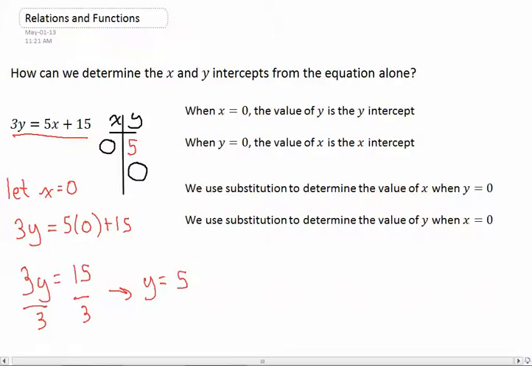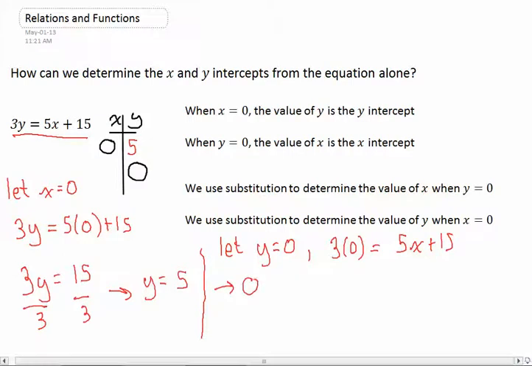Okay, so now let's do the same thing, but with letting y equal 0. I'm going to draw a little line here. So we're going to let y equal 0. Letting y equal 0, and see if you can beat me at this, we're going to have 3 times 0 is equal to 5x plus 15. So now all we have to do is simplify. Well, what's 3 times 0? 0. So we get 0 is equal to 5x plus 15.